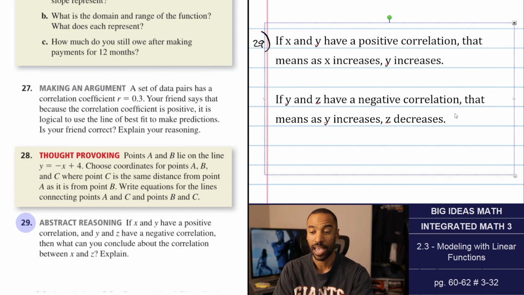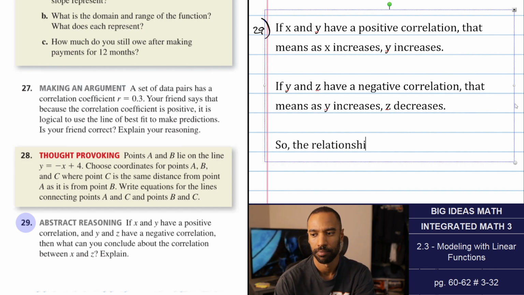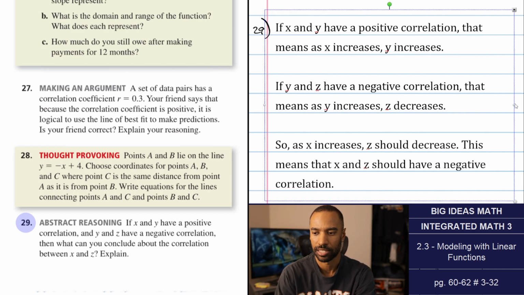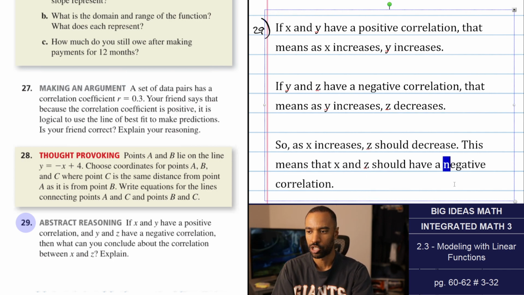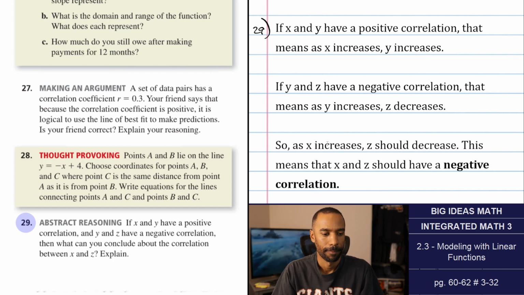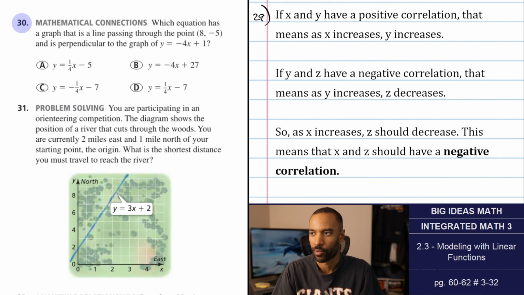So that would mean as x increases, z should decrease. This means that x and z should have a negative correlation. And that's the answer I'm going with there. My explanation was everything that led up to that. Okay, cool. Number 30. 3 more questions.